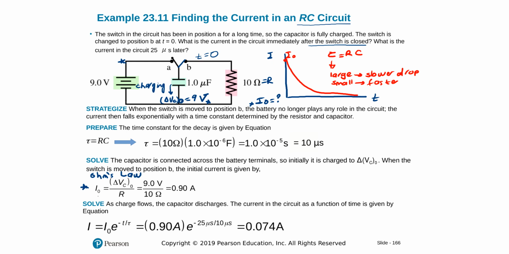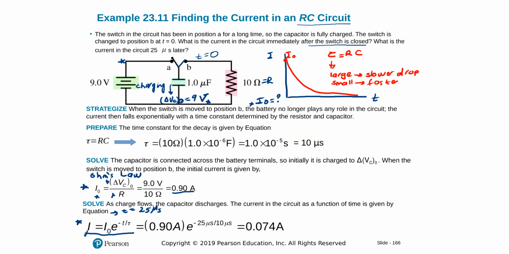My initial current I0 is equal to delta VC 0 over R to get the initial current, and it will be 0.9 amperes. We have 10 ohm resistance, and we have 9 volt potential difference. To find the current at a time t later, and our time is 25 microseconds. Sorry, I think I said millisecond. Microsecond. Here is our equation, and we'll put in the values here.